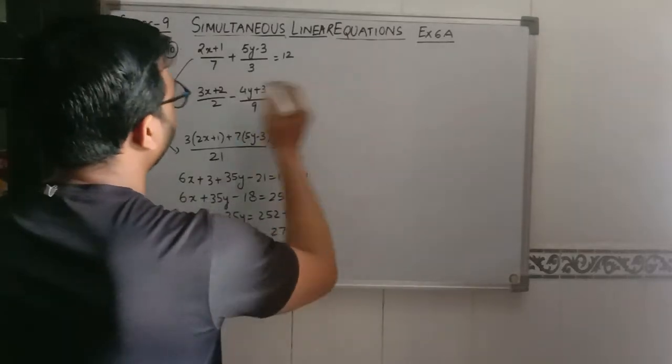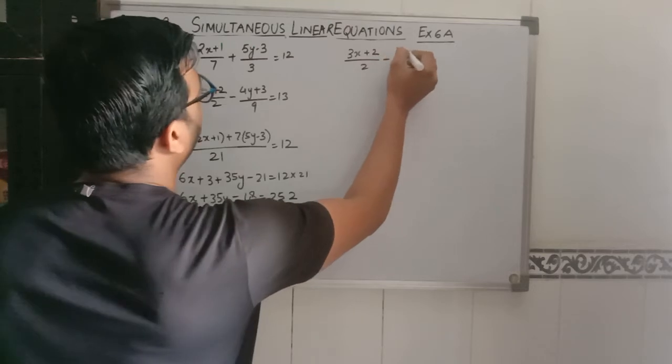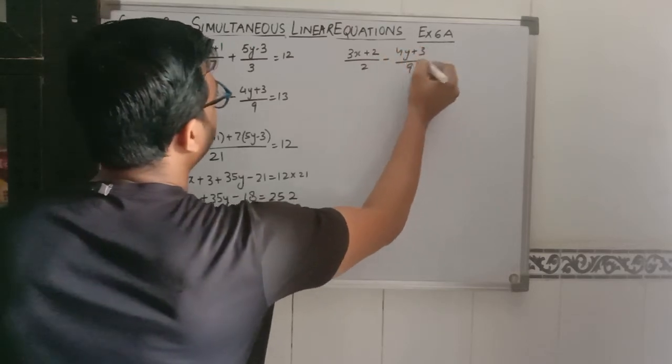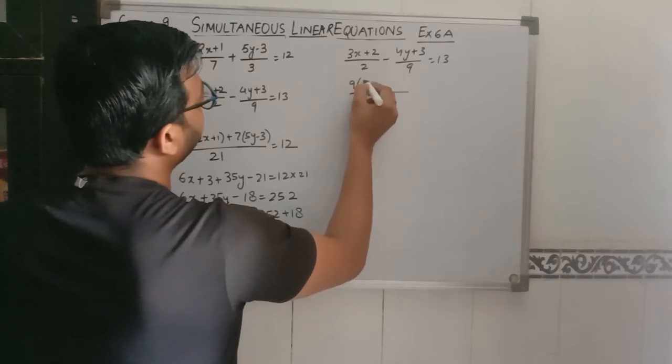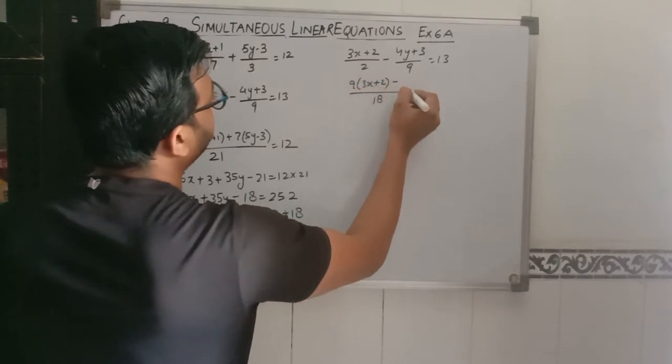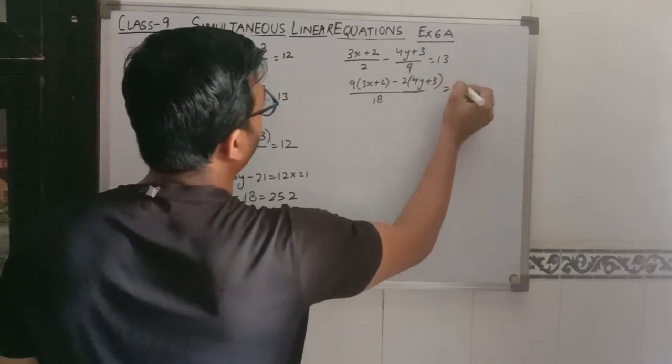The other equation, first simplify that, then place. Because if you directly place, then it will be problematic for you. So first simplify it, then place. The LCM will be 18. So 9 multiplied by 3x plus 2, minus 2 multiplied by 4y plus 3 is equal to 13.